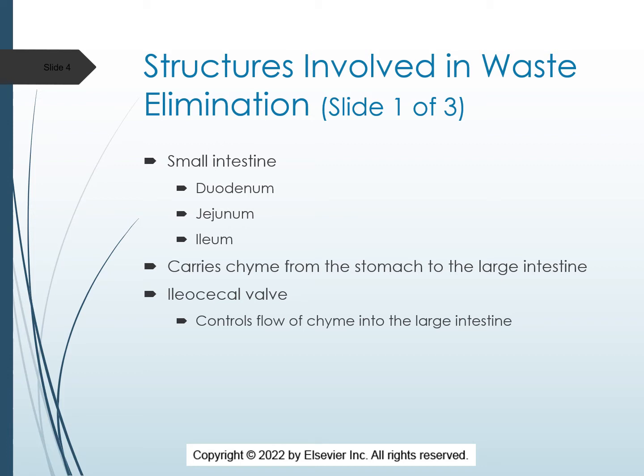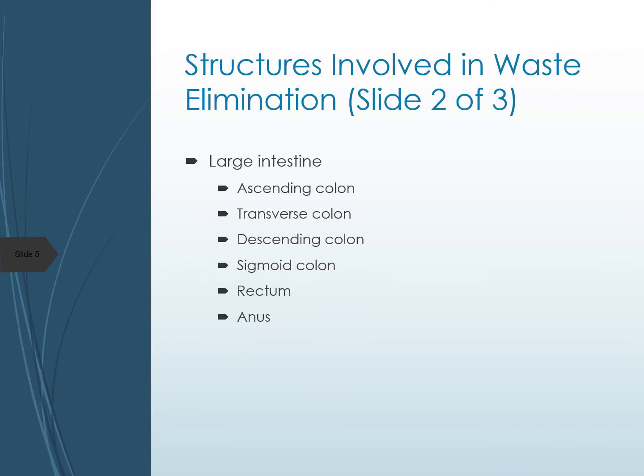We know that the small intestine consists of the duodenum, the jejunum, and the ileum, and carries chyme from the stomach to the large intestine. The small intestine attaches to the large intestine at the cecum. The large intestine has four main sections: the ascending colon, transverse colon, descending colon, and sigmoid colon. The large intestine is larger in diameter than the small intestine. The distal portion of the large intestine is the rectum, which connects to the anus, which is the opening of the rectum at the skin.